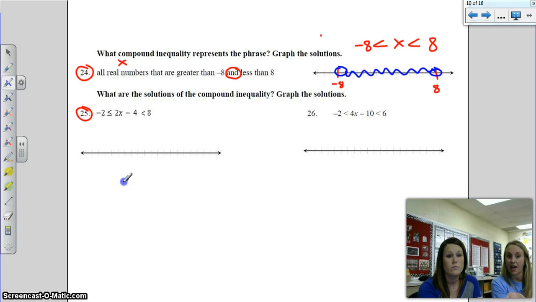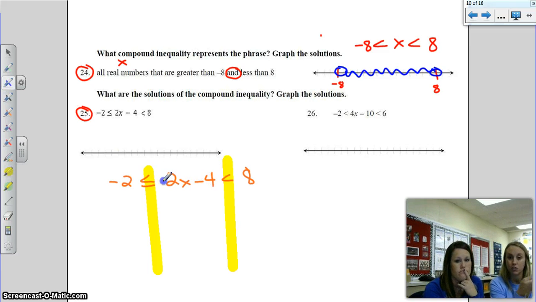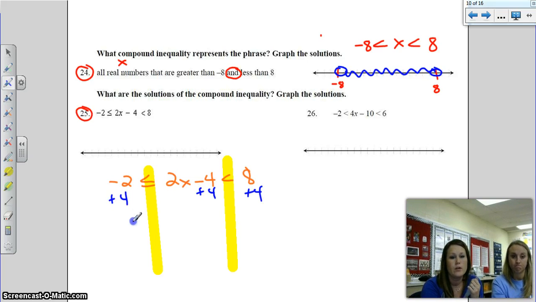So again, we need to get x alone. I'm going to rewrite it down here so I have some room to work. So -2 is less than or equal to 2x minus 4, which is less than 8. If you want to make 2 lines down from the inequalities to show that we're solving for these 2 separate things. Again, I'm trying to get x alone, so you add 4 to all 3 sides here. Plus 4 everywhere.